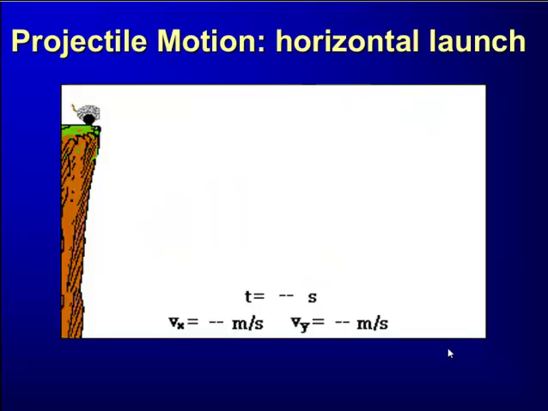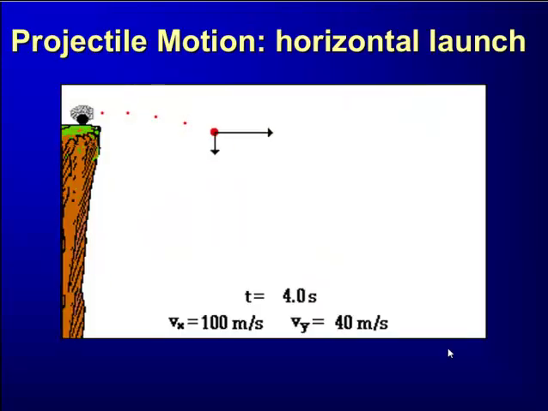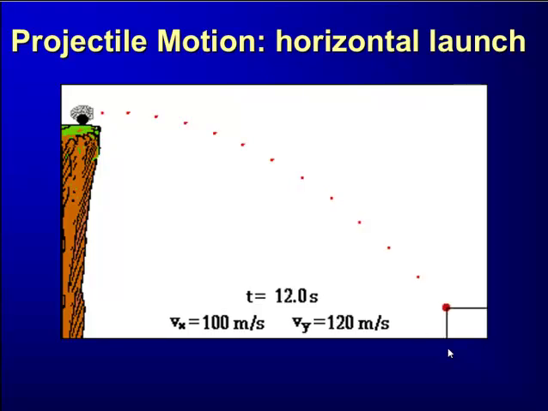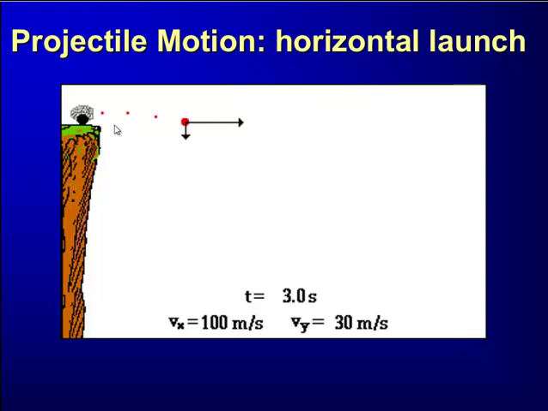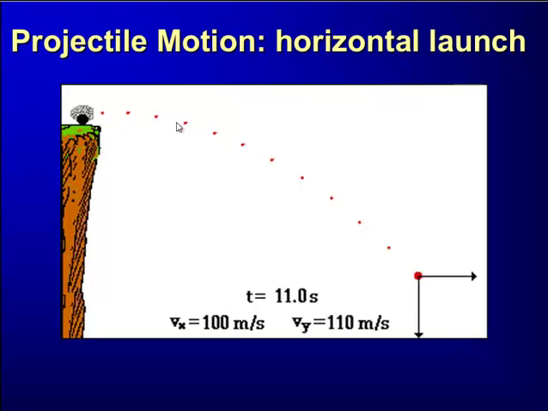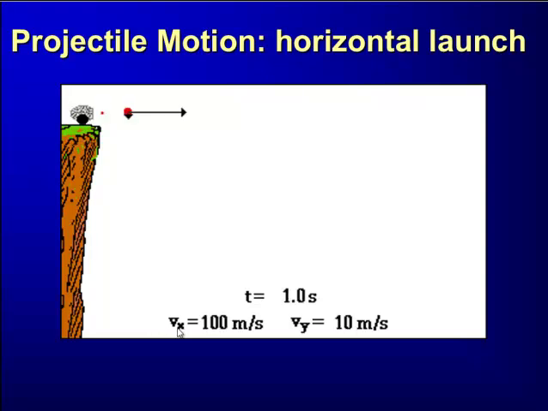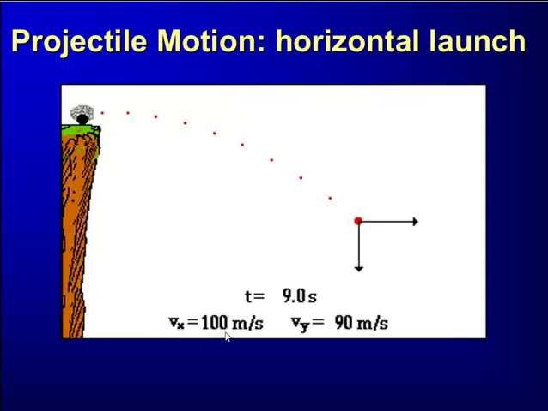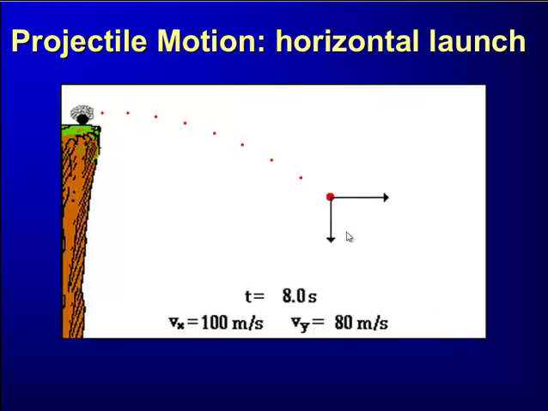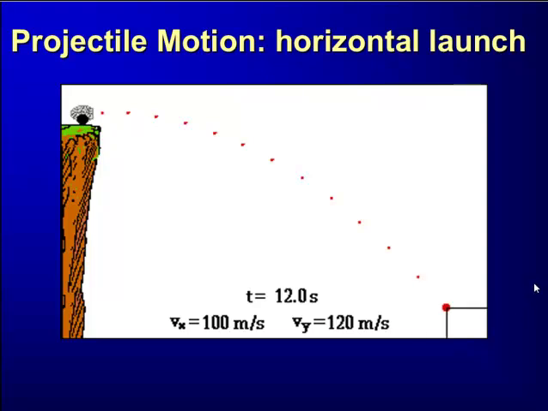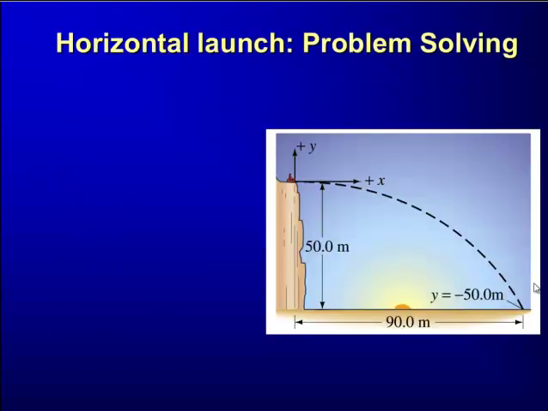So how do we approach these problems? Well, there's a couple of problems. Now this type of problem is known as a horizontal launch problem. And what we see here is the launch is horizontal, and we see that in this case the x component is constant, 100 meters per second, but the y component of velocity increases as the object falls. So that's a typical type of question. Let's look at this in a little more detail.